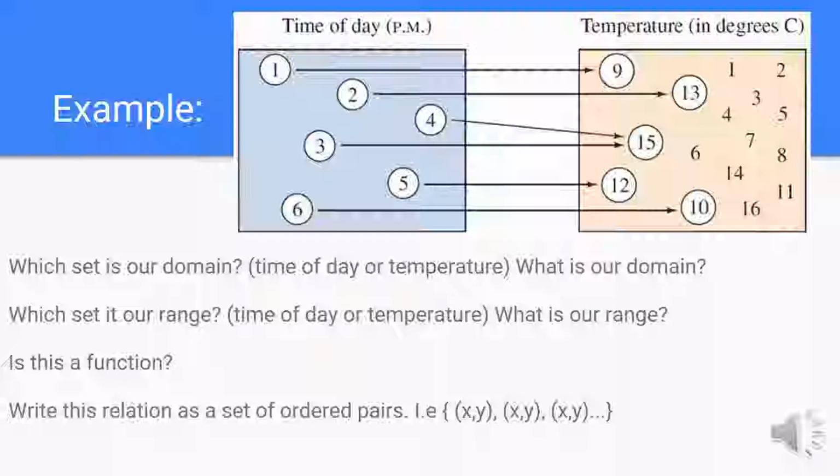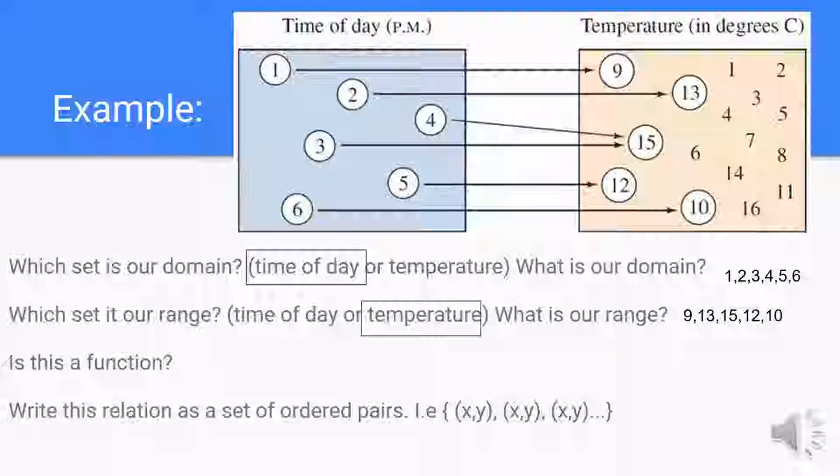Here's an example of time of day and temperature. Which of these sets would be our domain? Time of day. So our domain is actually the numbers 1, 2, 3, 4, 5, and 6. That means that the temperature has to be our range. And our range is only those that are circled, so 9, 13, 15, 12, and 10. So is this a function?